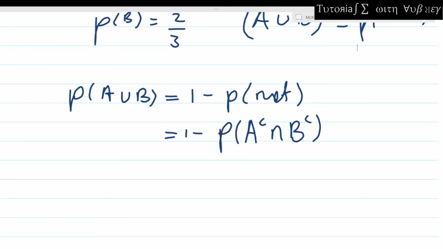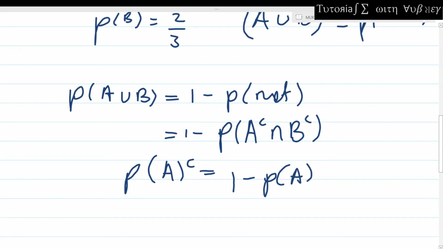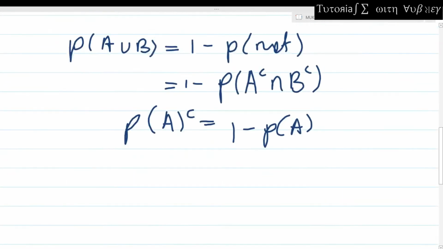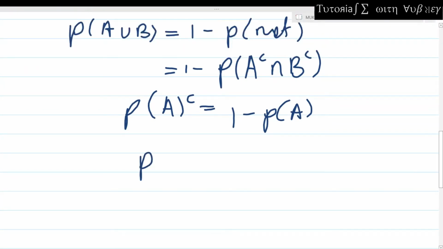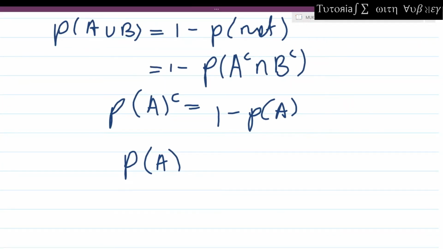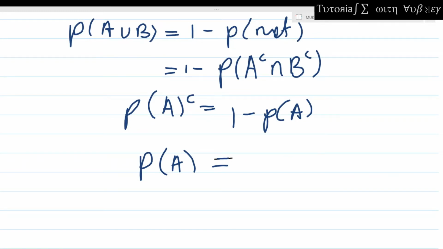This actually makes perfect sense, because remember when you have probability of A complement, this is equal to 1 minus probability of A. When you make probability of A the subject of the formula, take this side, you're going to have probability of A, when this goes this side, the sign changes, equal to 1 minus probability A complement. So this is what we are using.